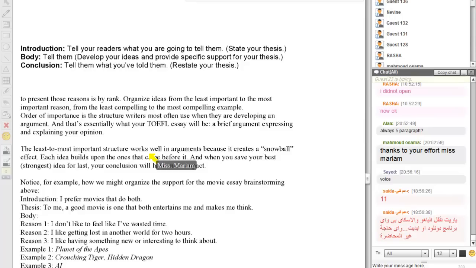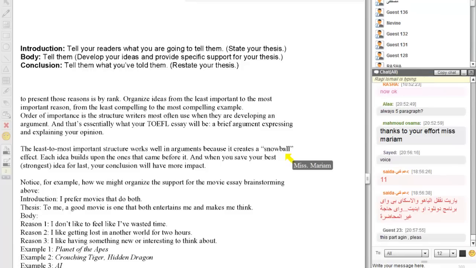The least to most important structure works well in arguments because it creates a snowball. Do you know the snowball effect? Any of you familiar with the snowball effect? My question is, are any of you familiar with the snowball effect?